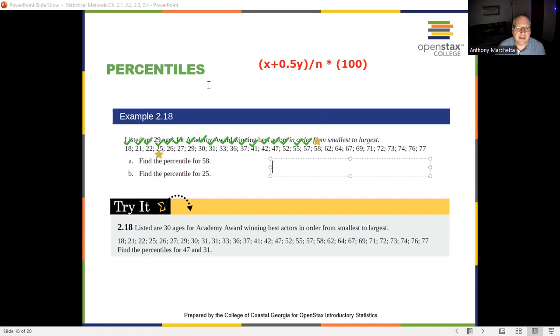So that means that in this case, X equals 15, Y equals 1, and also N equals 29. So we could do the math now. Modeling that equation up there, I have 15 plus 0.5 times 1, over 29, times 100. All right, so with the calculator, let's see if we can figure that out. What would that be? 15.5 divided by 29 times 100. I'm getting 53.44.